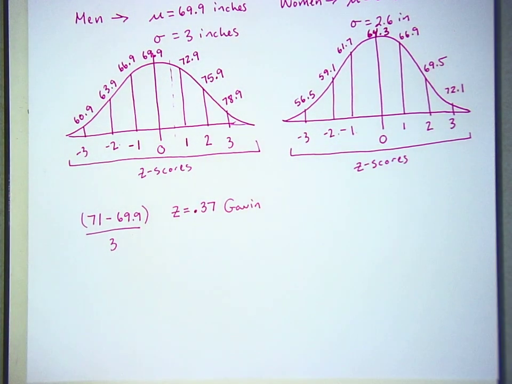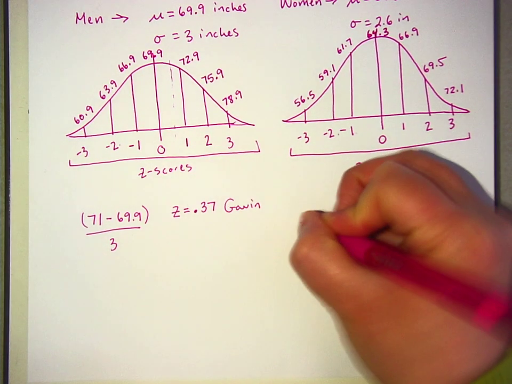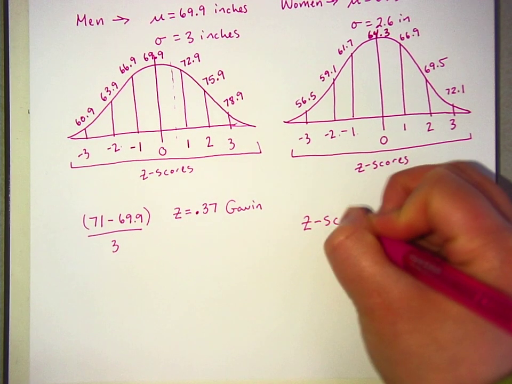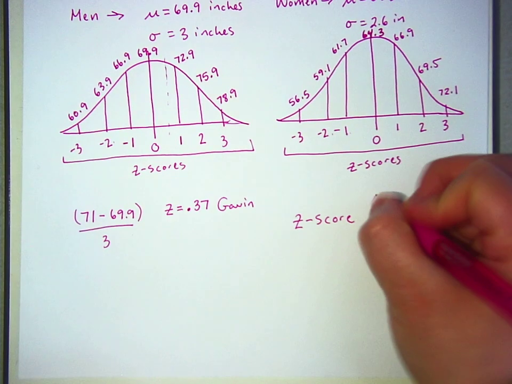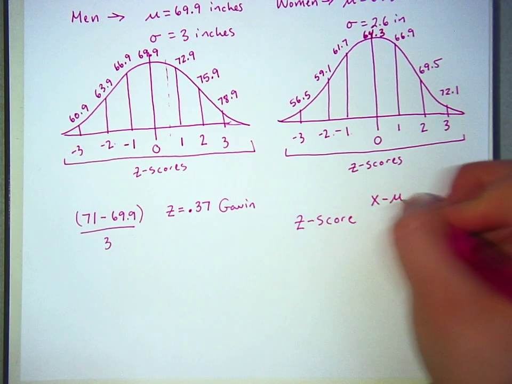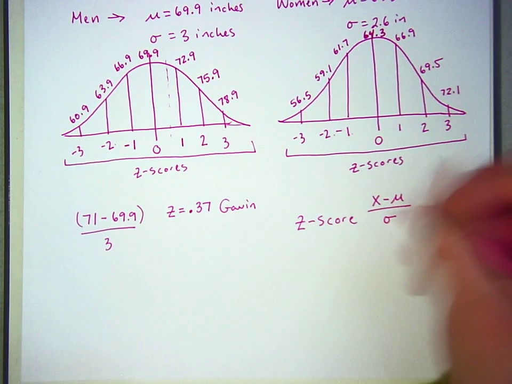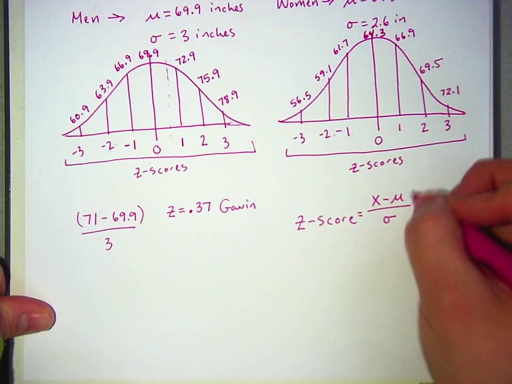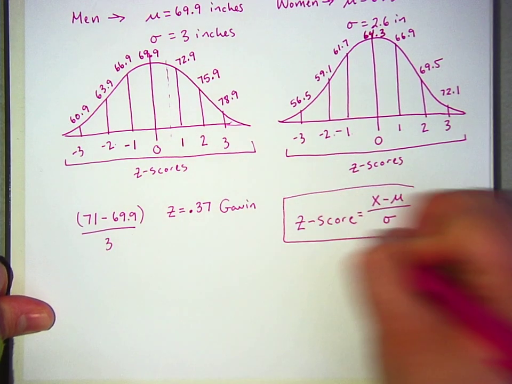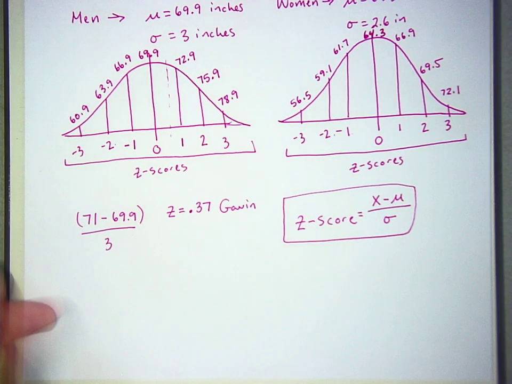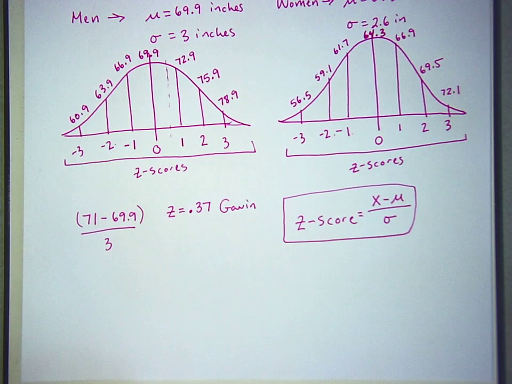Now, if you're below the average, what will your z-score be? Negative. Is everybody feeling like they understand the idea behind this? So everybody write down really big on your paper: the formula for a z-score is x minus mu over sigma. Sigma is the lowercase standard deviation. X minus mu over sigma.